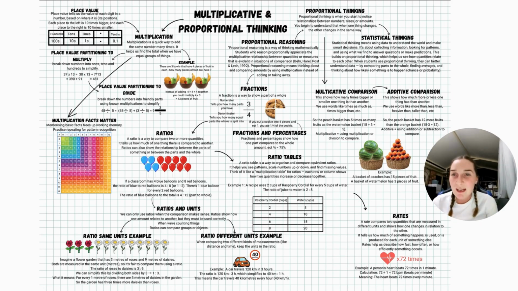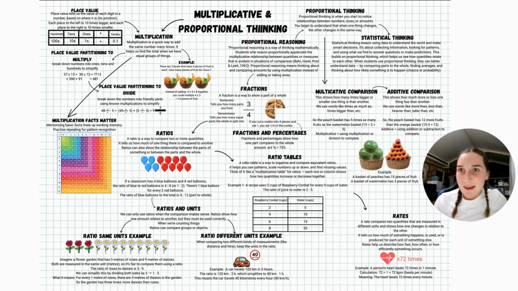For example, if you had a classroom that had 4 blue balloons and 8 red balloons, the ratio of blue balloons to red balloons is 4:8 or 1:2, as there is 1 blue balloon for every 2 red balloons. The ratio of blue balloons to the total is 4:12, which is part to whole.